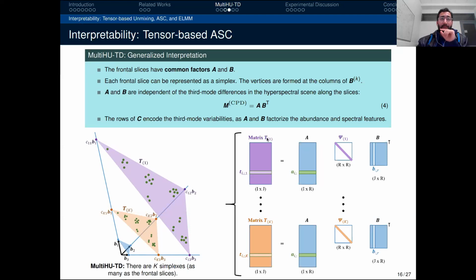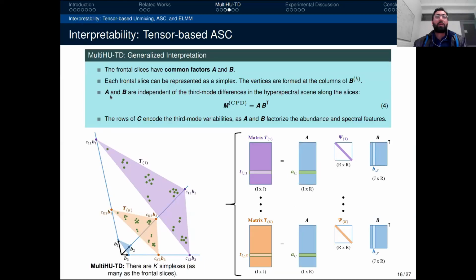Each frontal slice can be represented as a simplex. So if we say that A is fixed for each frontal slice, we know that there are only these R columns of B in the subspace. And then for each simplex, for each frontal slice, we have a diagonal matrix that scales these vectors. So then for each frontal slice, we have as many simplices as the frontal slices that move around this kind of endmembers, which are at the core of the scaled ones.